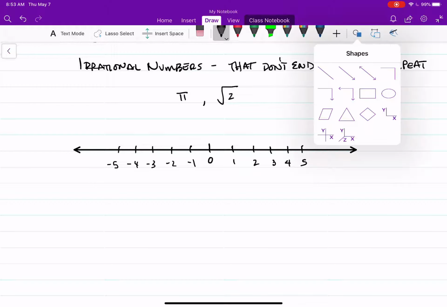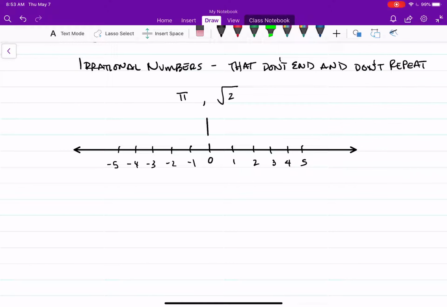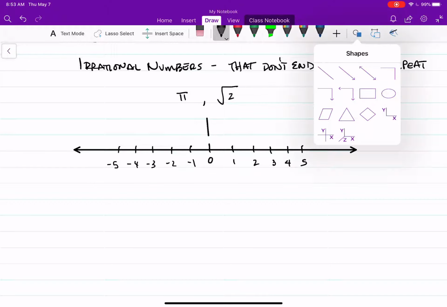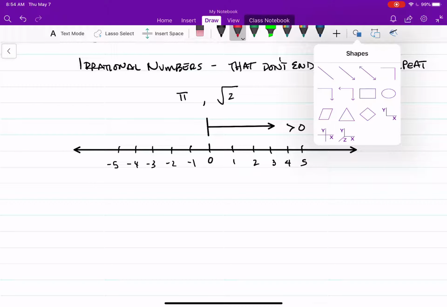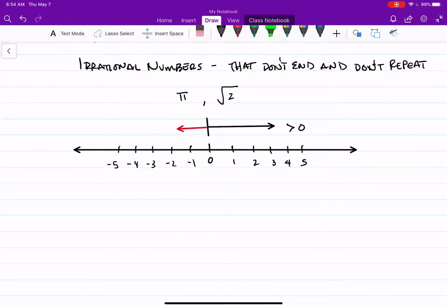So let me do this here. So here's my 0, okay? And everything to the right is going to be known as greater than 0. Okay? And then everything to the left is going to be less than 0. Okay? And you're wondering what the symbols are, right?